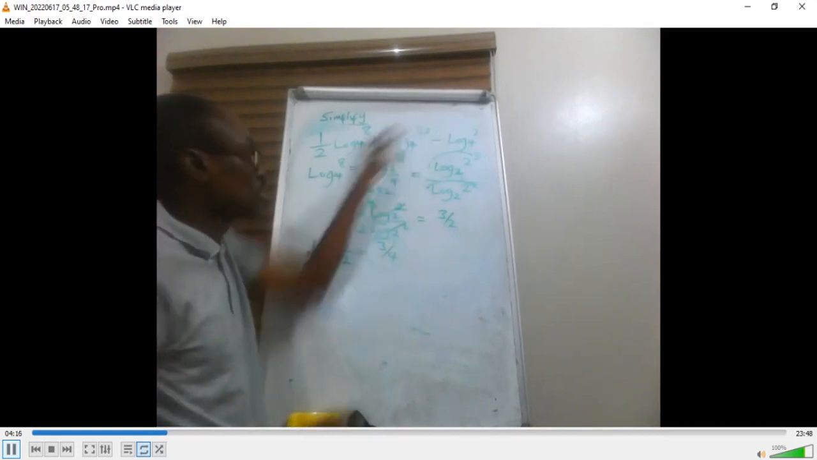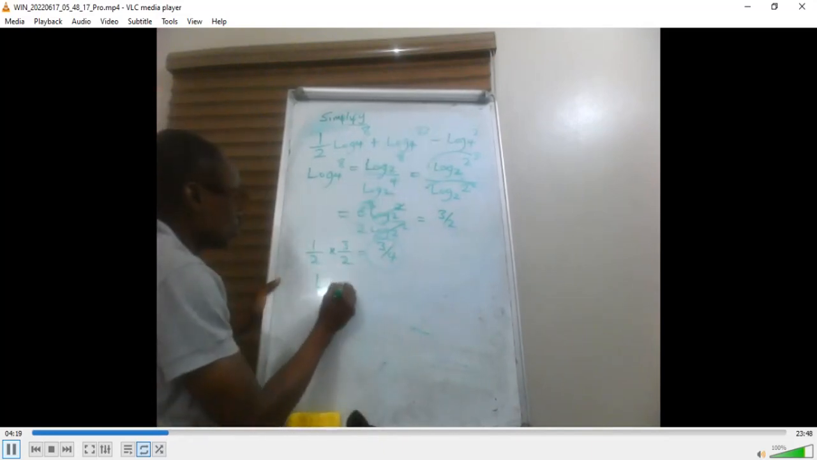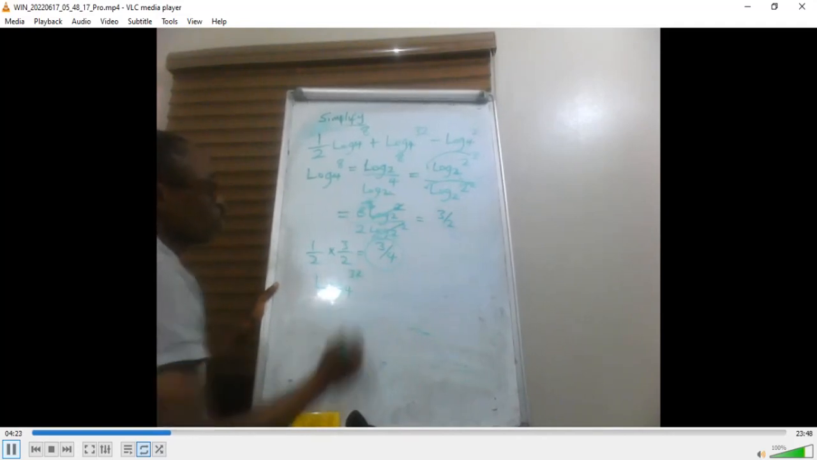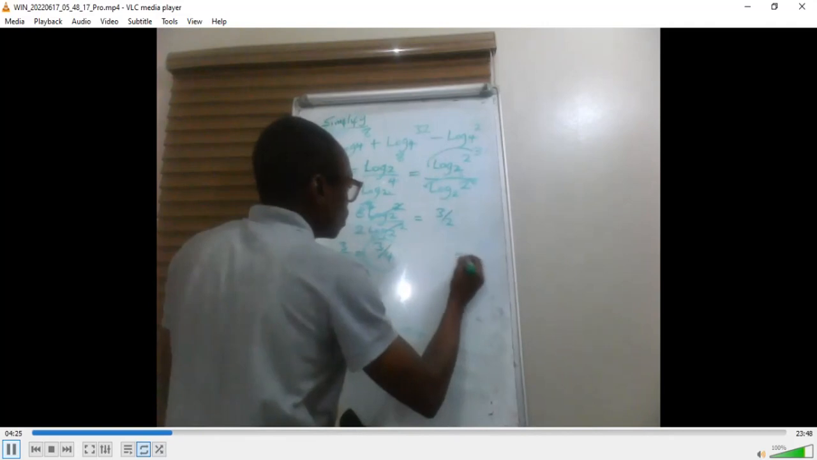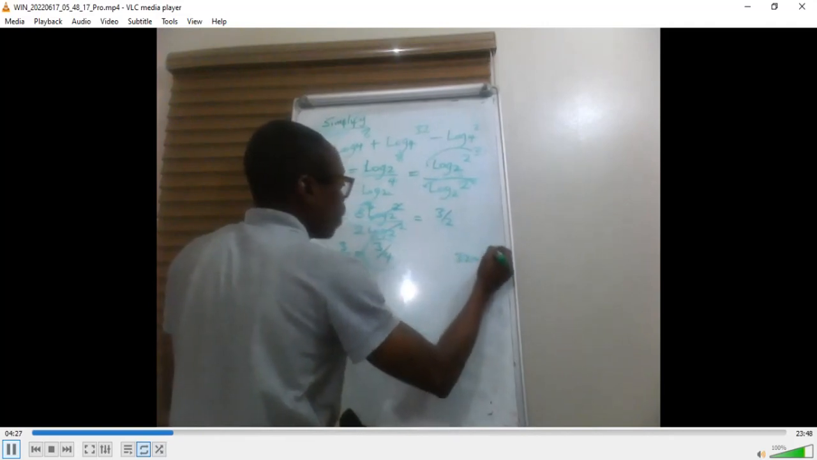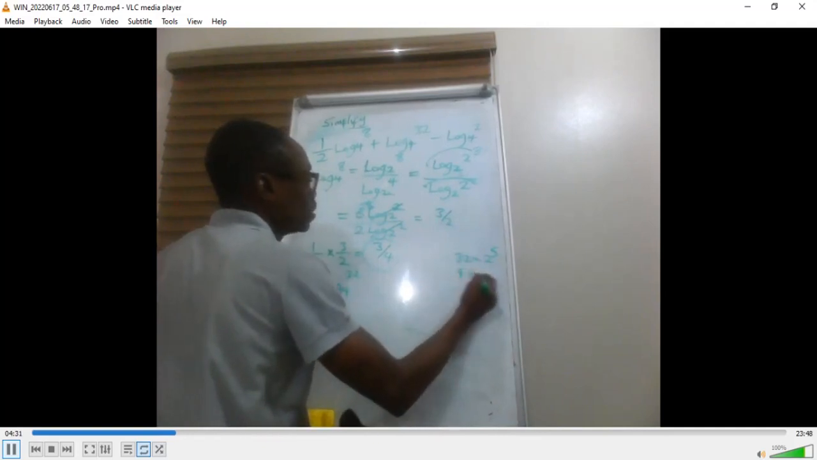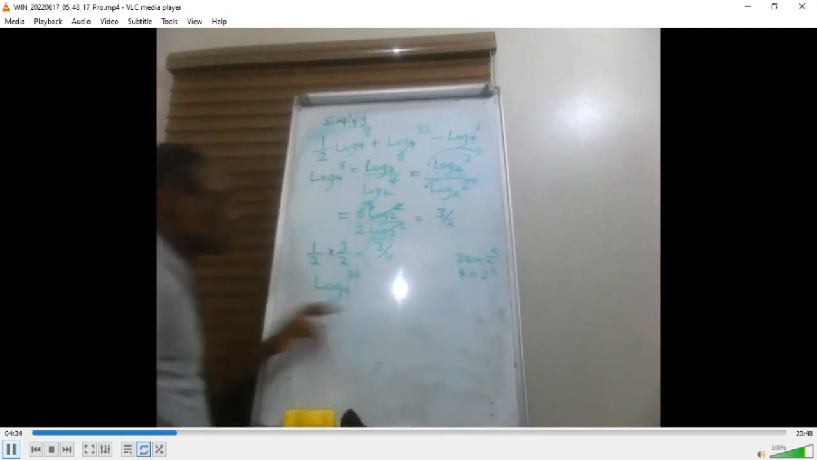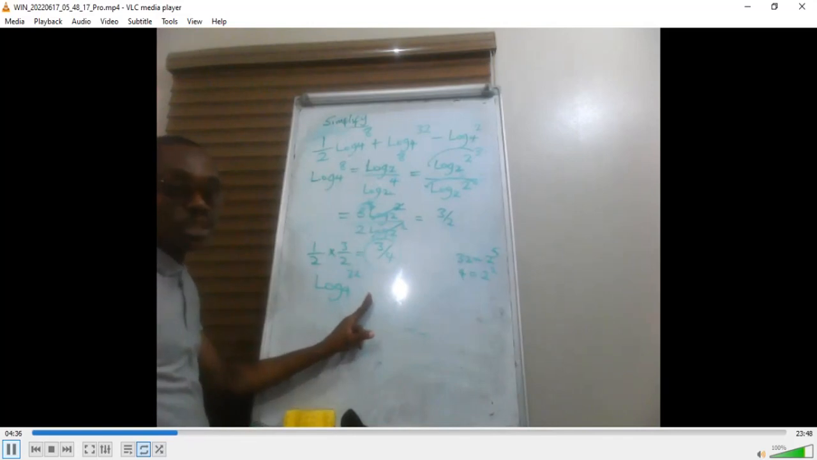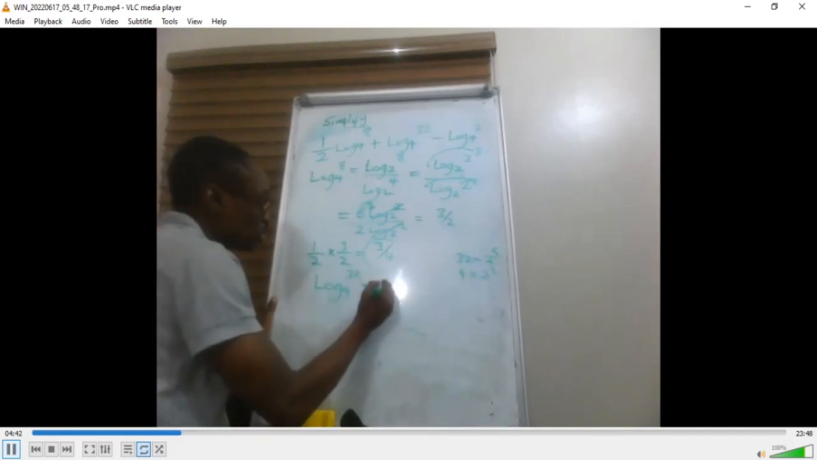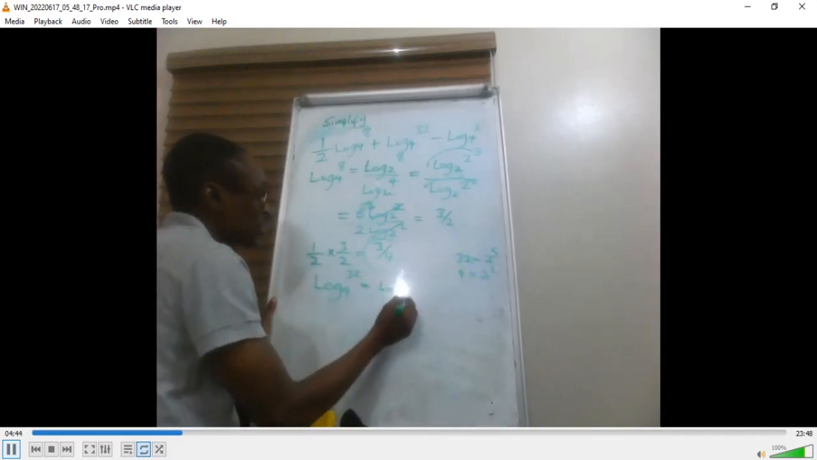Now let's solve for this part. This is log 32 base 4. 32 is the same thing as 2 raised to the power 5, and 4 is 2 raised to the power 2. So we can apply the change of base concept. They have a common base, base 2, so you're going to use base 2 in changing the base.